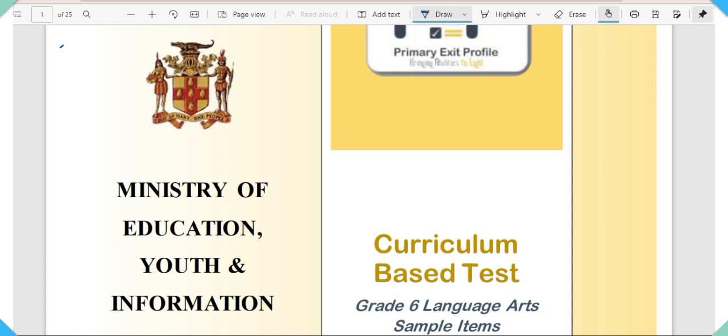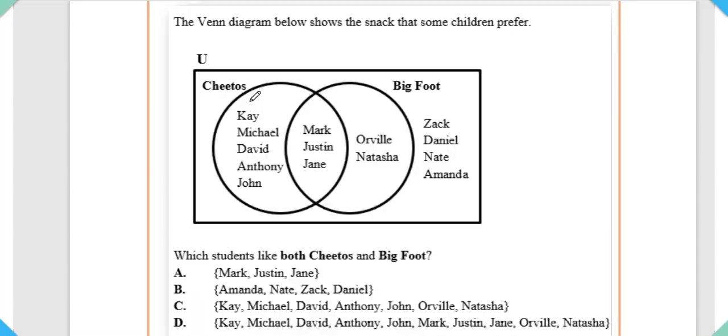Inside the universal set, we see a set of children who prefer Cheetos, and we see a set of children who prefer Bigfoot. We also see some children falling outside of both these sets. These students prefer neither Cheetos nor Bigfoot. So let's go back to our question. Which students like both Cheetos and Bigfoot? The answer is right here. Mark, Justin, and Jane. So our answer is A.